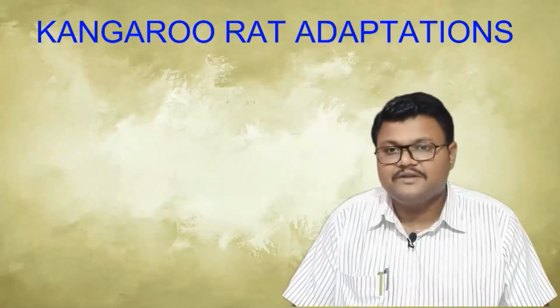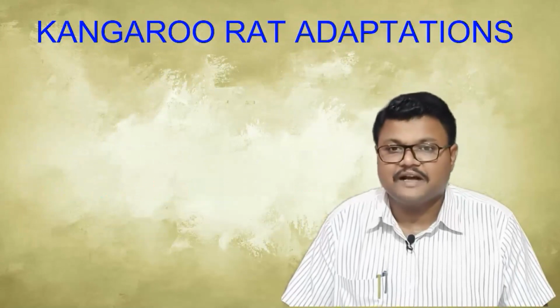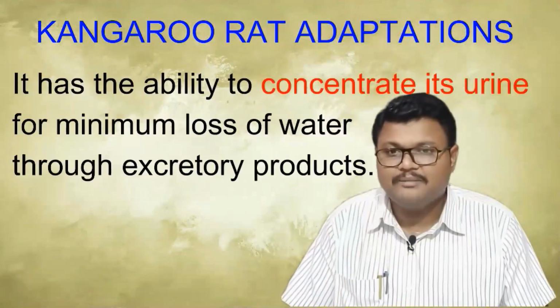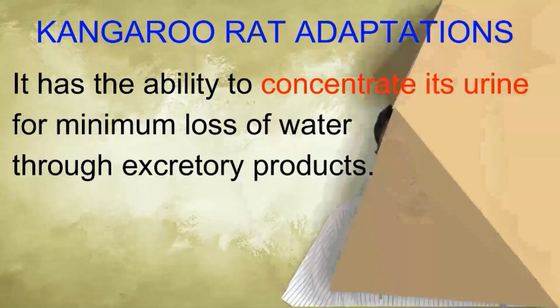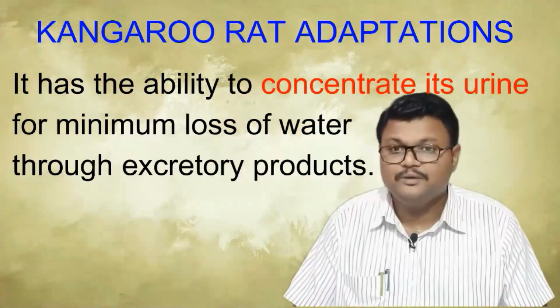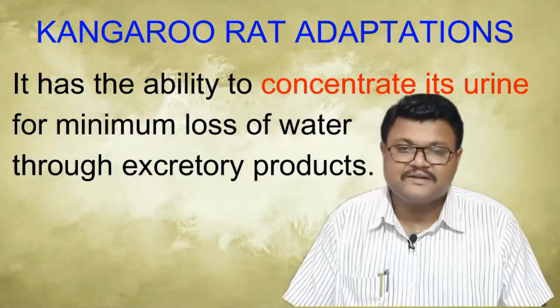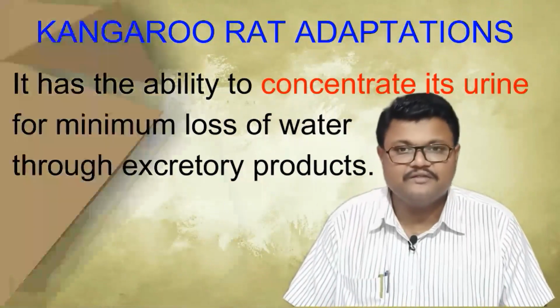Now we need to understand another point of the kangaroo rat itself. Point number 2, it has an ability to concentrate its urine, so that if the urine gets concentrated enough, then there is less excretion of urine from its body.